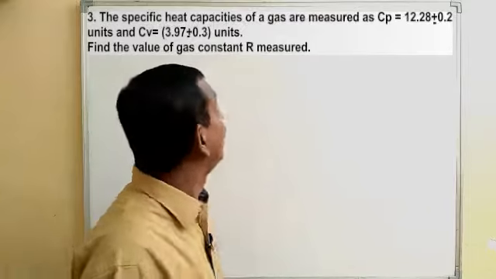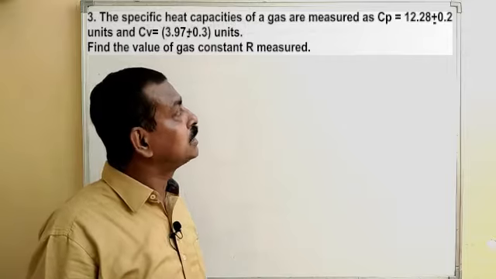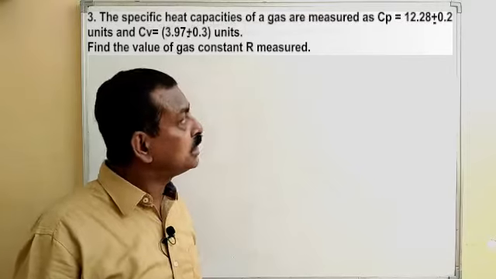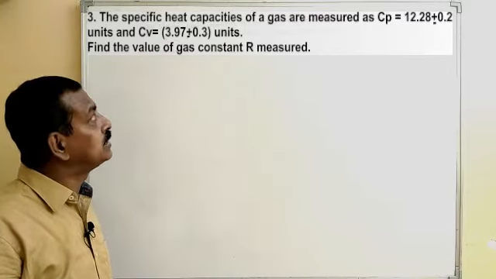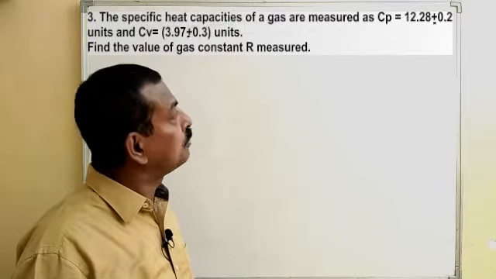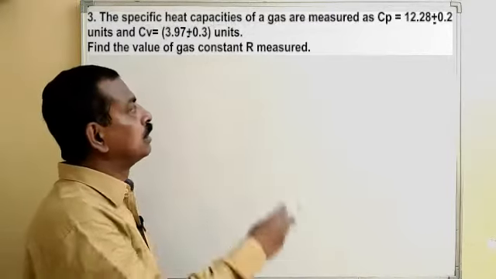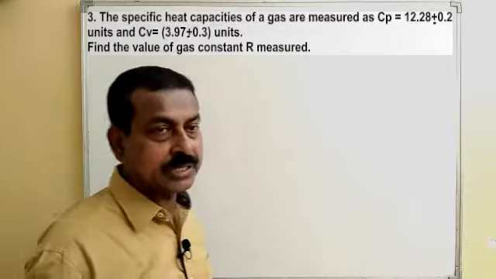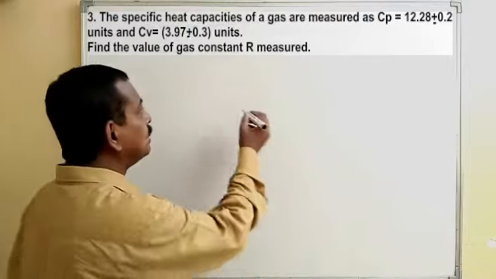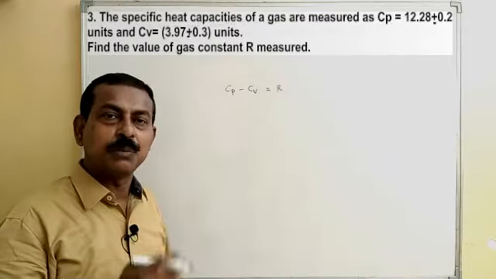Next question is, the specific heat capacities of a gas are measured as Cp equals 12.28 plus minus 0.2 units and Cv equals 3.97 plus minus 0.3 units. Find the value of gas constant R measured. We have the formula relating specific heat at constant pressure and specific heat at constant volume with gas constant, and this is your Cp minus Cv equals R. So we have to use this one.